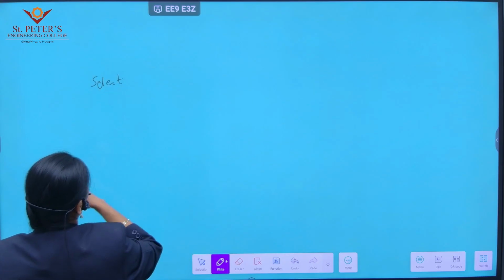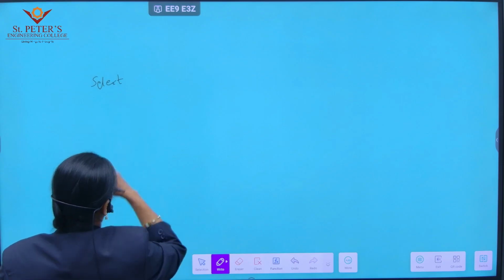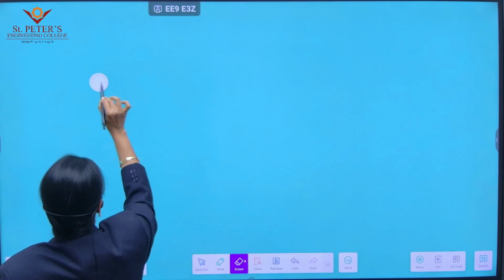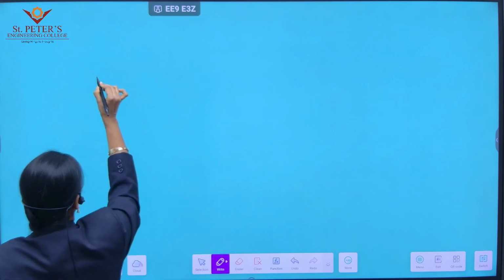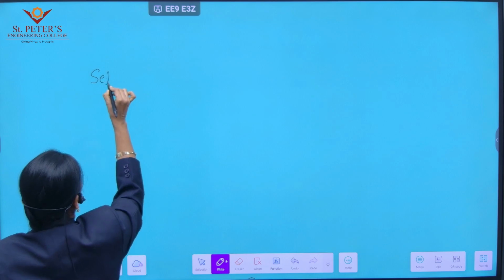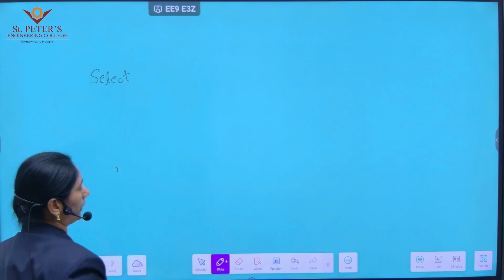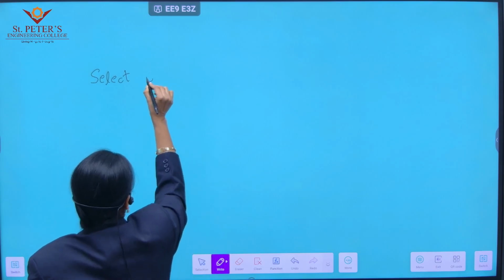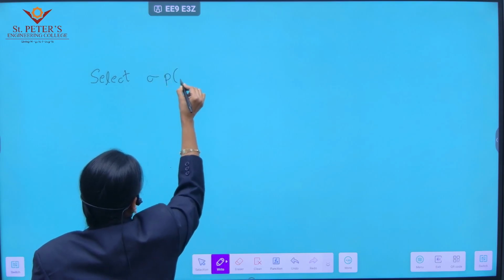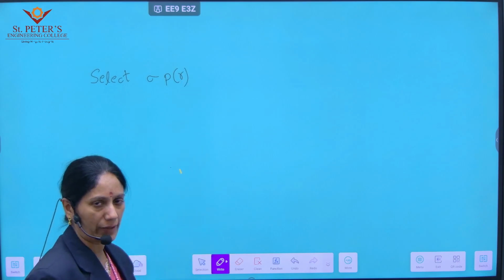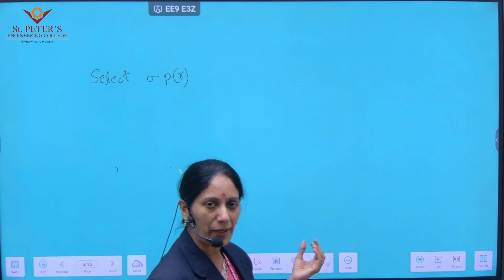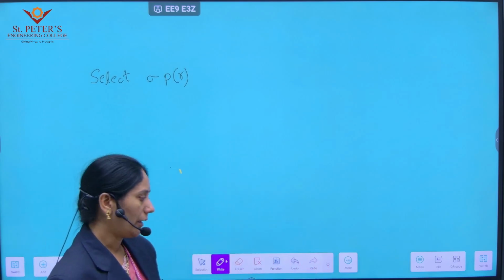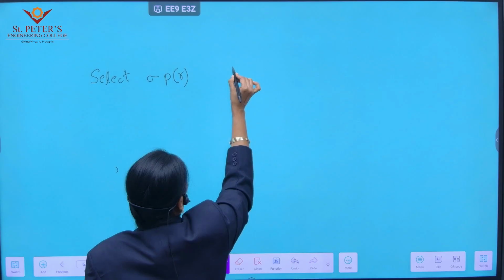Select operation. How to represent the select operation? Sigma P of R. Sigma stands for select, P stands for predicate, R stands for relation. We'll see one example.